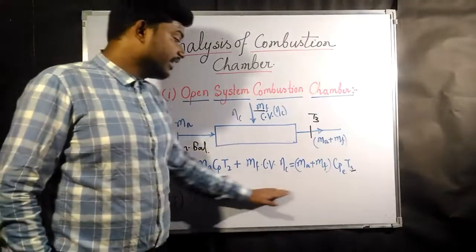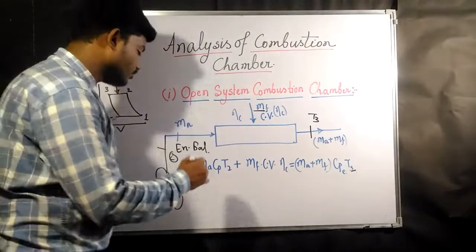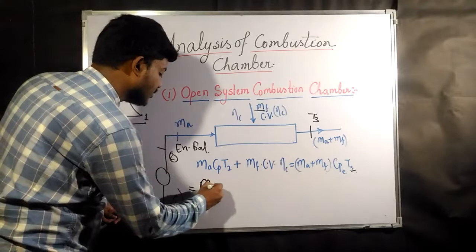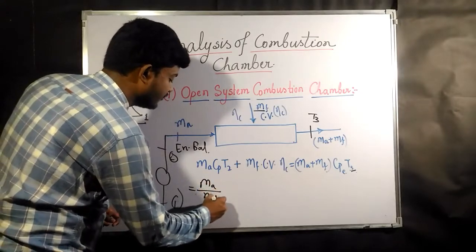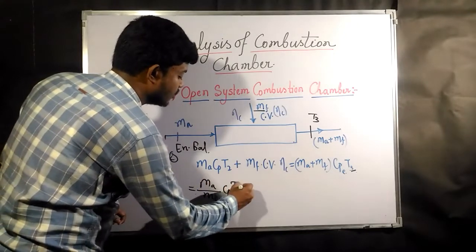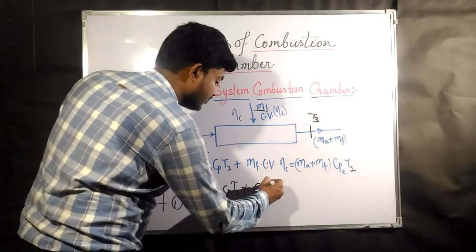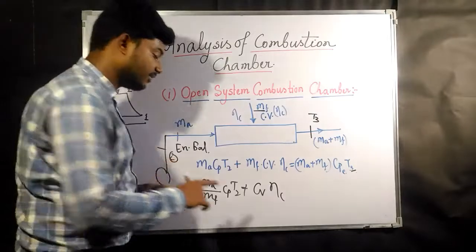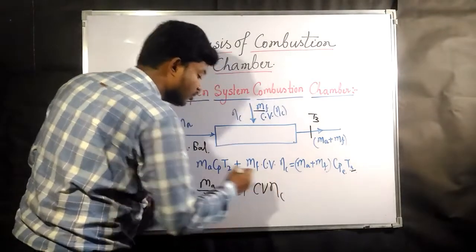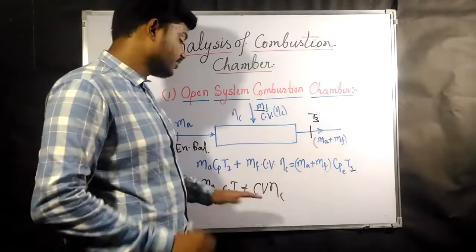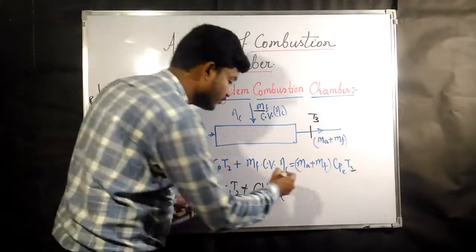Now if we divide this whole equation by the mass of fuel, what is going to happen? This is nothing but Ma divided by Mf, into Cp into T2, plus Mf, which is going to get cancelled out. So what is remaining? CV into eta C. This CV is not the specific heat at constant volume. This is the calorific value.